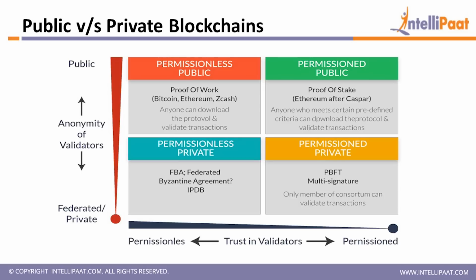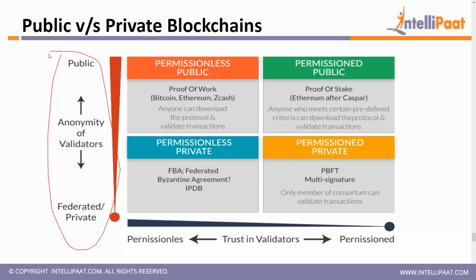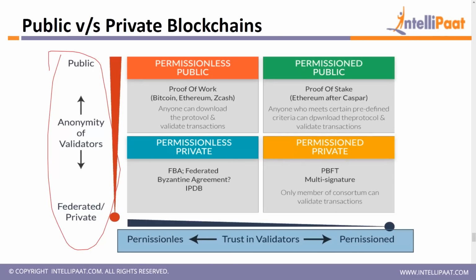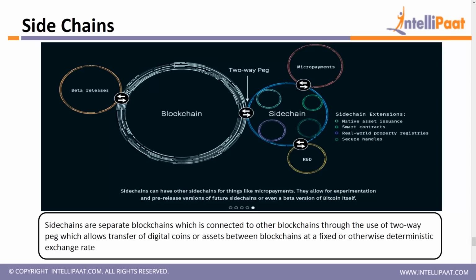So if we see in this diagram, from public to private the entities decrease from top to bottom, and if we talk about permission, then it goes from permissioned validators to permissionless blockchains. Sidechains. There exists another term inside blockchain platforms that is called sidechains.